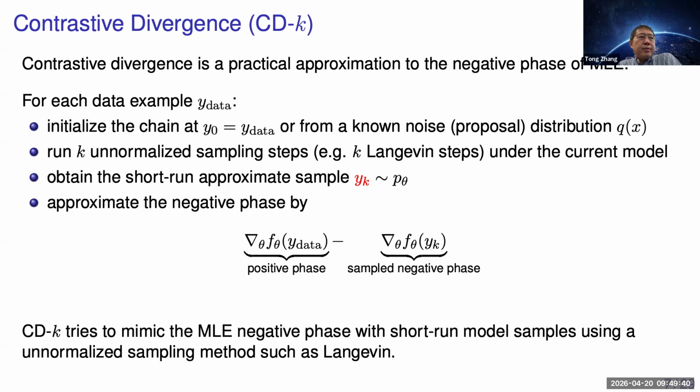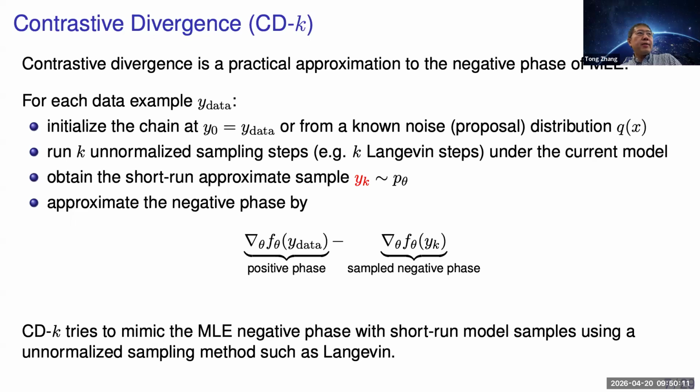Yeah, basically, the one sentence is: in maximum likelihood, when you take the derivative, you have a positive and a negative phase. Positive from the data, negative from the generated. CD tries to mimic this negative phase by using Markov chain Monte Carlo methods and unnormalized sampling methods, right? And in our case, we will use Langevin. So okay, that's about it.